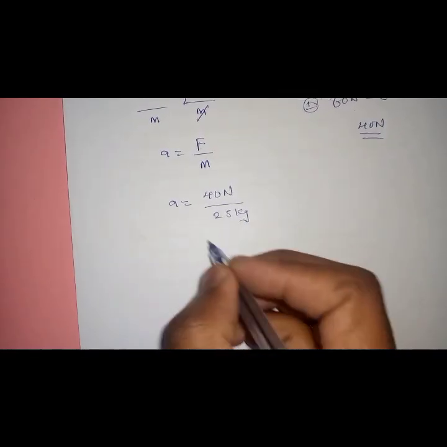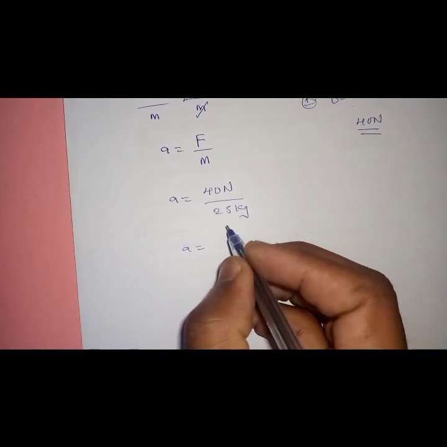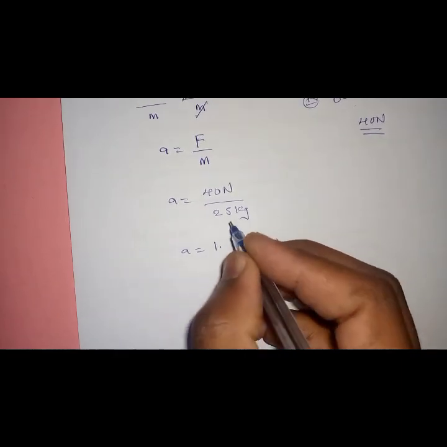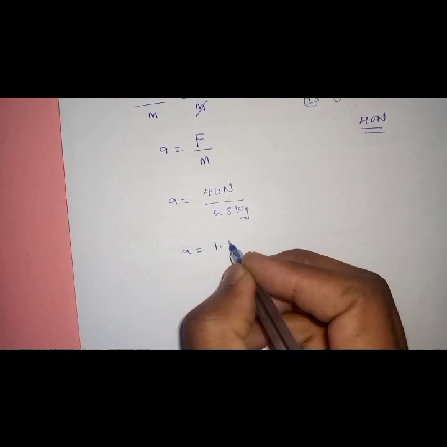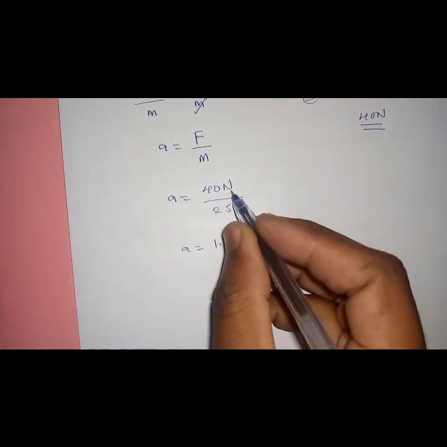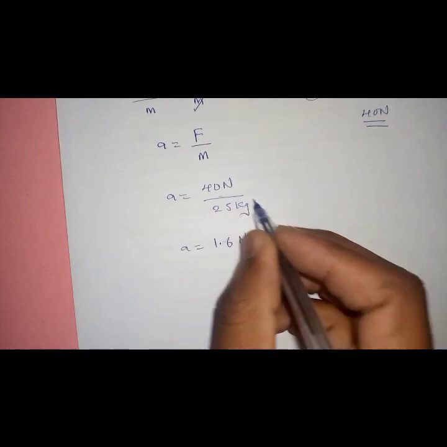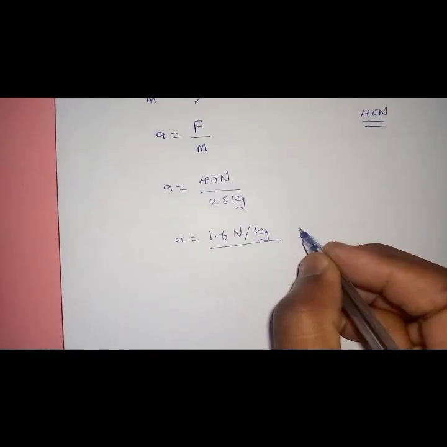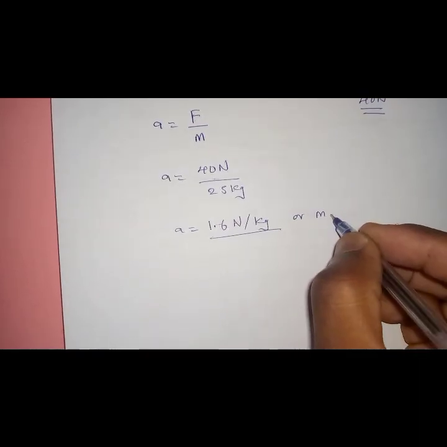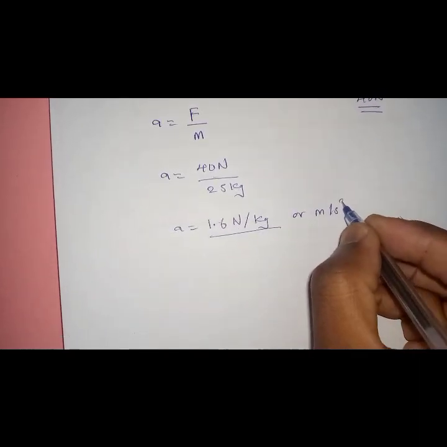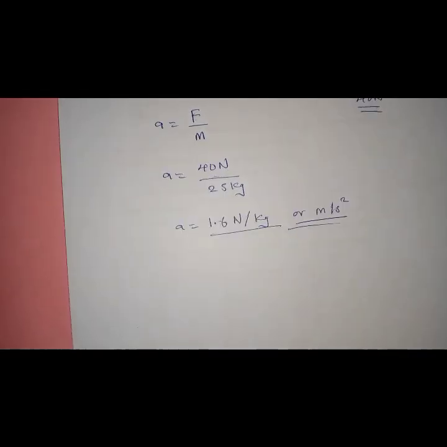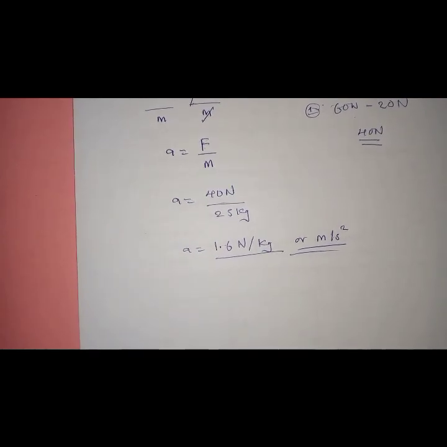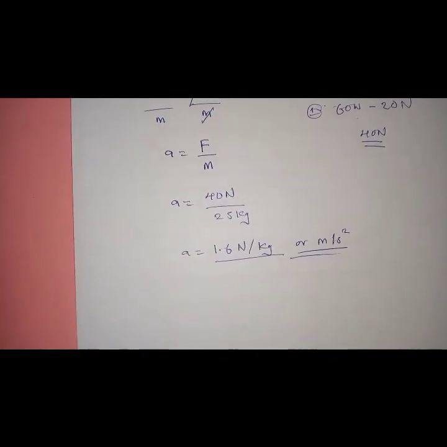So this means our acceleration is going to be 1.6. The units: a newton divided by kg, and these units can also be written just as meter per second squared for acceleration. So this was number one, and this must have been B. So this is how to go about it.